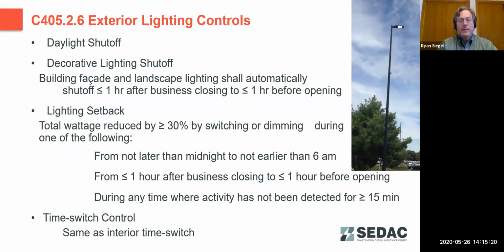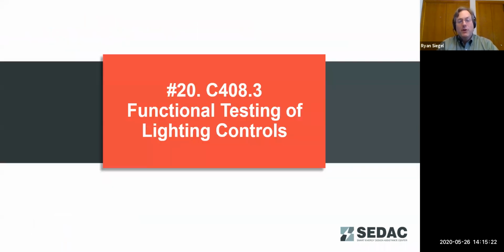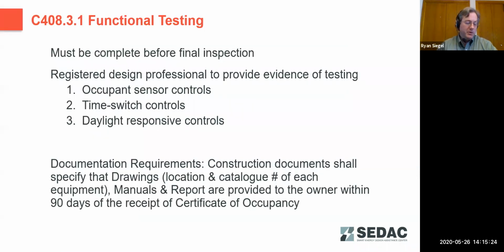So, functional testing, similar to the mechanicals, functional testing and commissioning is very important for lighting. We have increasingly made the lighting controls more complex, and so with that, we have to make sure that we commission those controls to verify they're working as intended.